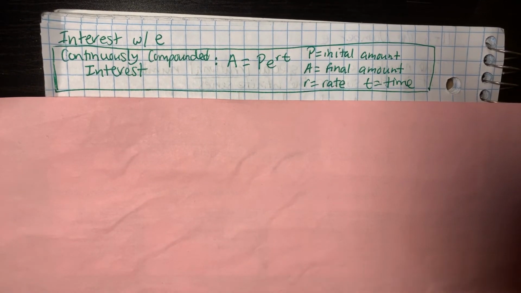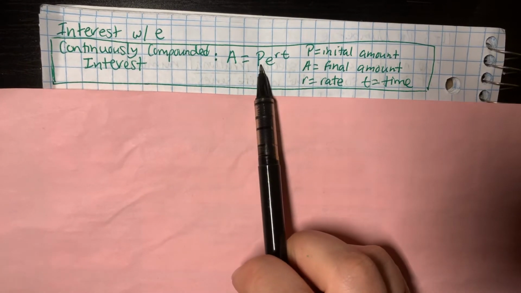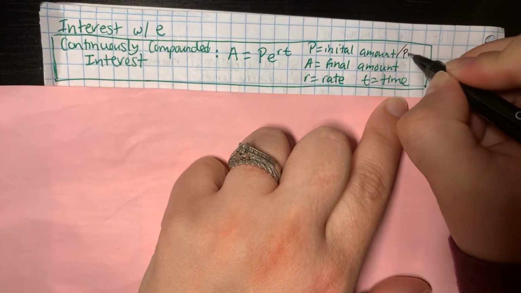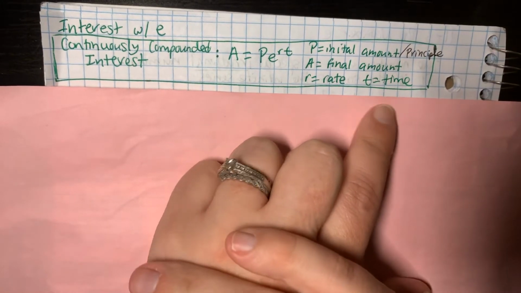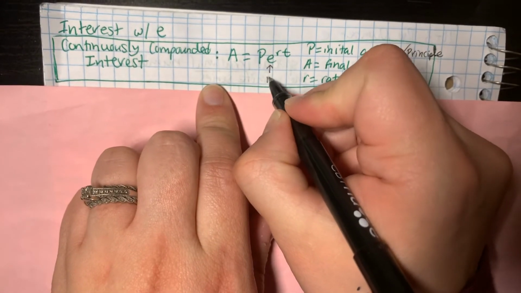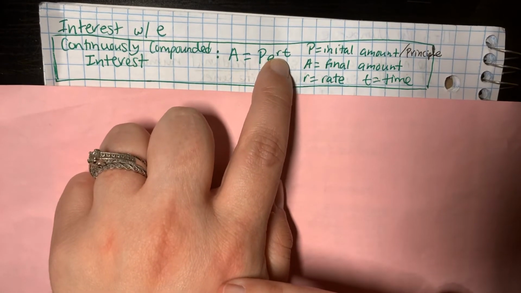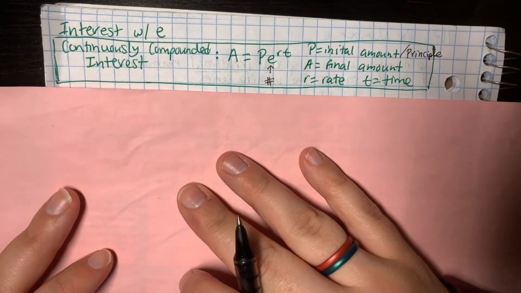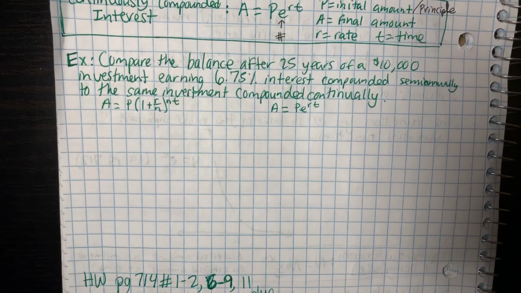This equation I like to call PERT. Okay. So our final amount is going to be the principal, initial amount. I'm going to also say slash principal, because usually in money we call it principal. This is just the number E. So once again, this is a number. To the rate times time. So that's interest compounded continuously. Okay. All right. So let's do a problem.